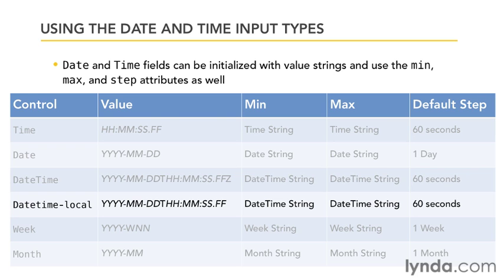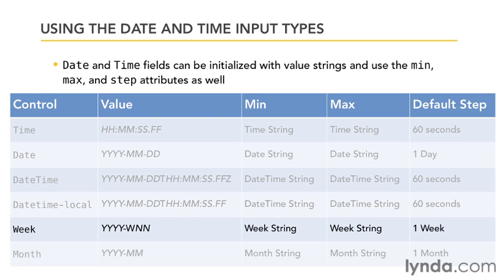The datetime-local is pretty much the same as the datetime string, only there's no Z on the end, but you do have to have that T in there. And again, just like the one before it, the min and max values will take a string of this format, and the step is 60 seconds.